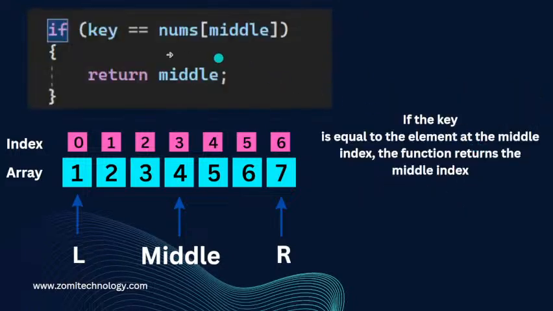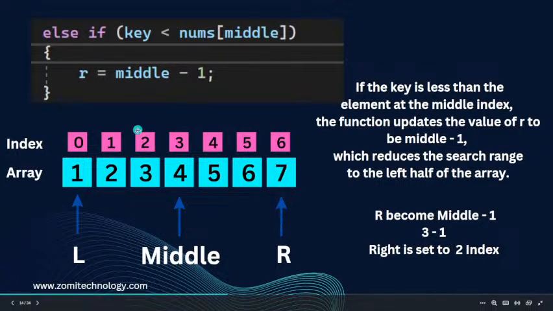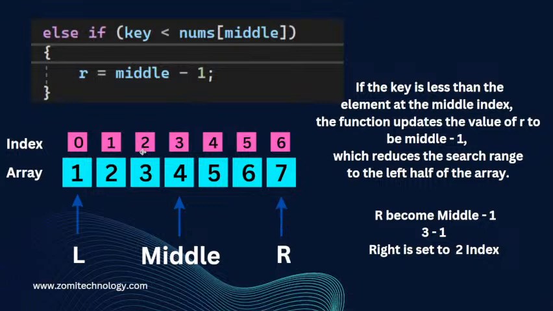In the next statement, if the search key is equal to the element at the middle index, the function returns the middle index. In the next statement, if the search key is less than the element, the function updates the value of R to be middle - 1, which reduces the search range to the left half of the array. In this case, the middle index is 3, which is number 4 in our sorted array. So R becomes the second index, which is number 3 in our sorted array.